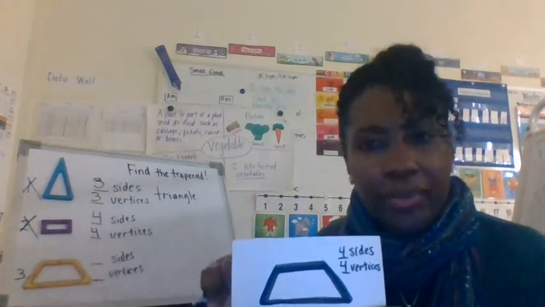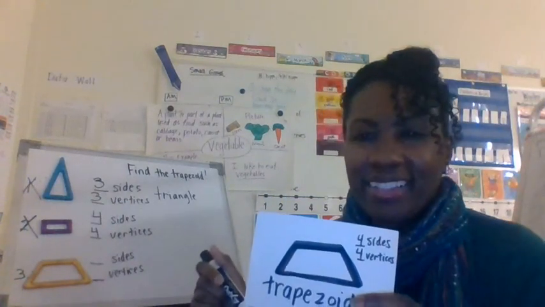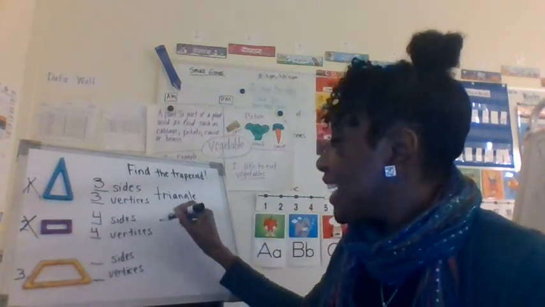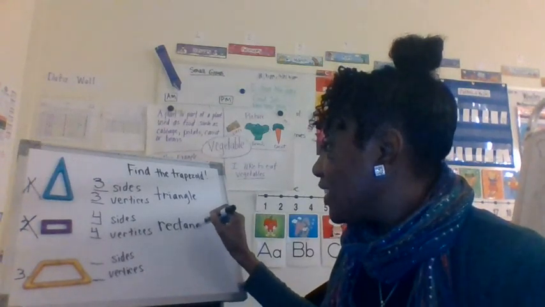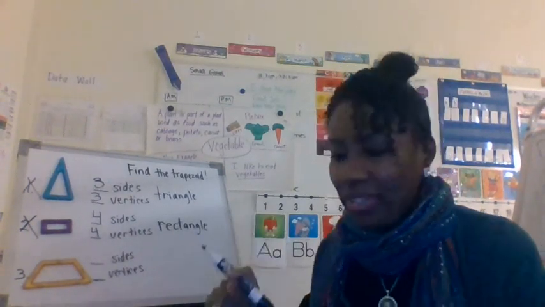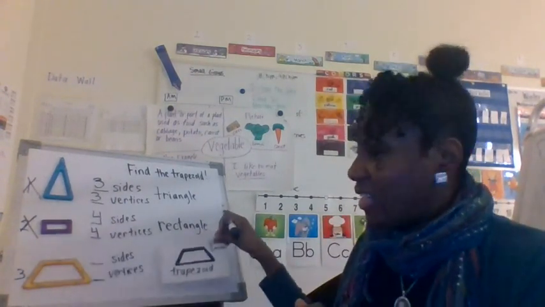So if it's not a trapezoid, what shape has 2 long sides and 2 short sides? That's right, scholars. That's a rectangle. Rectangle. Let's look at our last shape, scholars. Is this a trapezoid?